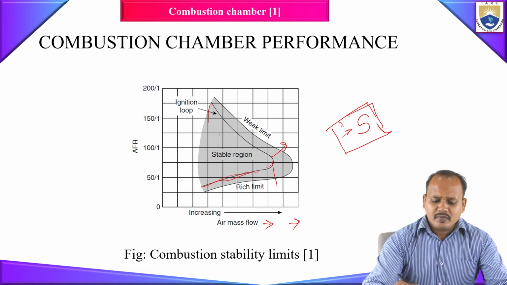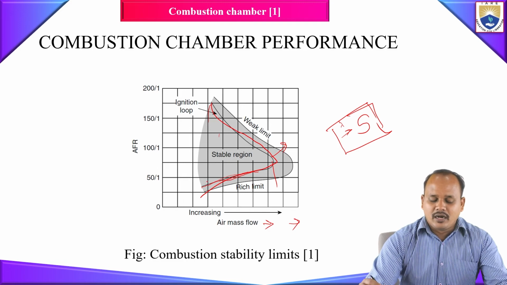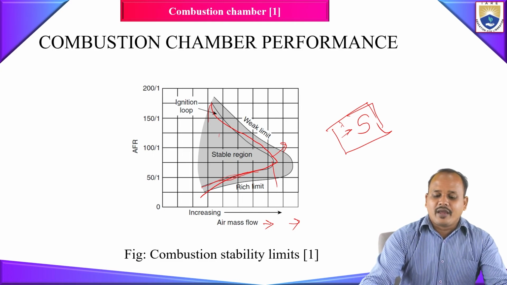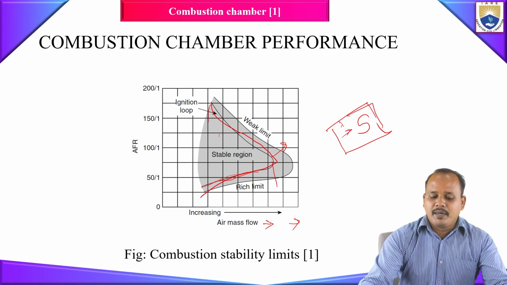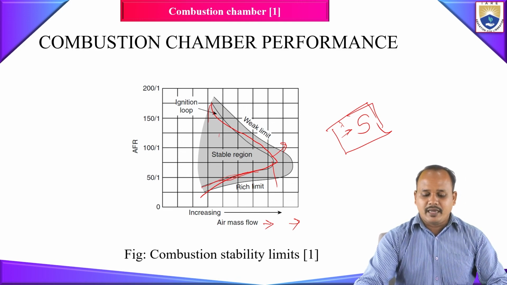So this range should be wide enough for your combustion chamber, so that even under different adverse conditions, you can have a proper or complete combustion process in your engine. These three parameters are very important. One is your pressure loss, which should be minimum, combustion efficiency should be maximum, and the stability limit also should be as wide as possible in order to have a wide range of operation for your aircraft.